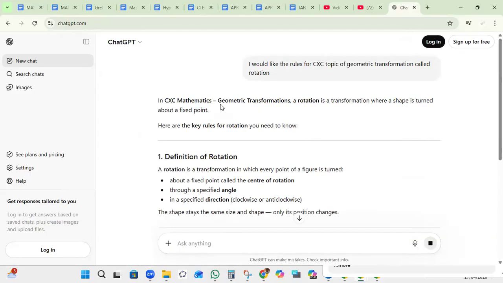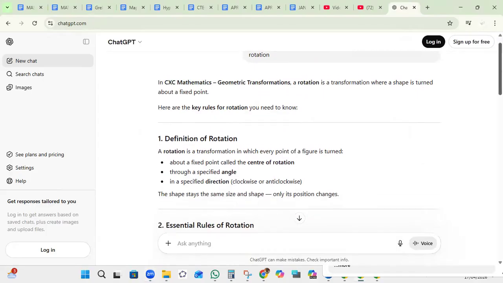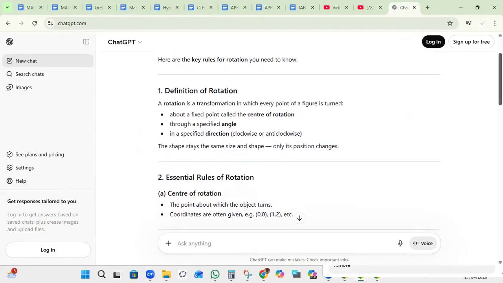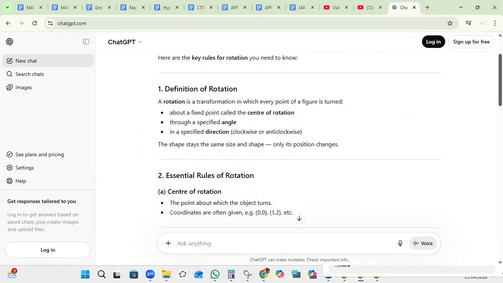So it says CXC math geometric transformations. A rotation is a transformation where a shape is turned about a fixed point. Here are the key rules for rotation you need to know. Definition of rotation. A rotation is a transformation in which every point of a figure is turned about a fixed point called the center of rotation for a specific angle in a specific direction, clockwise or anti-clockwise. The shape stays the same size and shape, only its position changes.